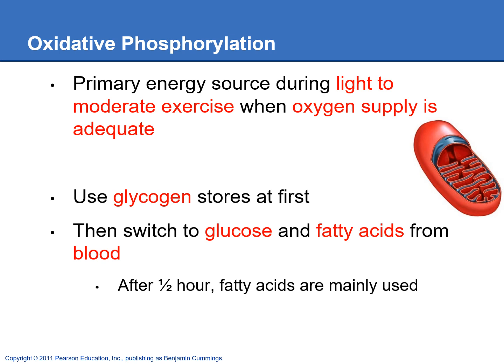But then after a couple minutes, blood supply increases to the muscles, and then you'll switch over and start using the glucose and fatty acids from the blood, and then you can break those down and make ATP from those. And if you're still doing your light to moderate exercise after half an hour, you're going to stop using glucose from the blood, and you're just going to be using fatty acids from the blood to make the ATP.